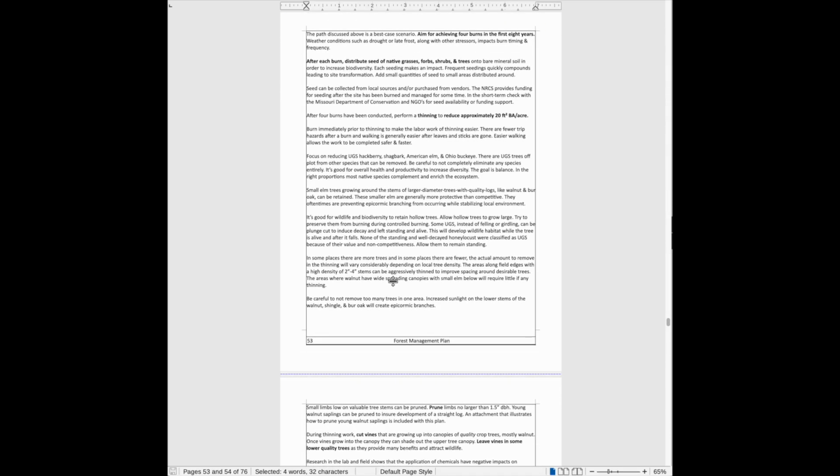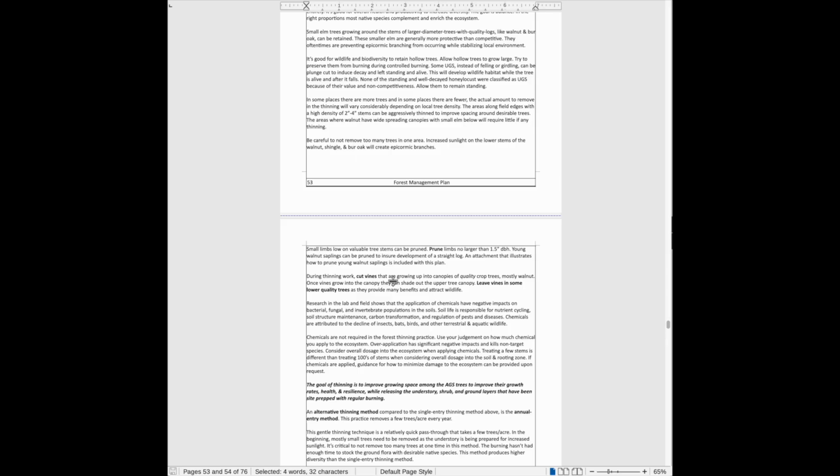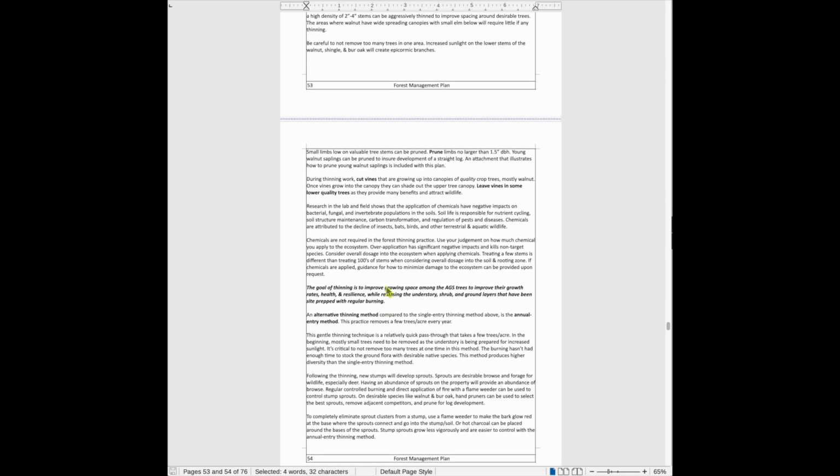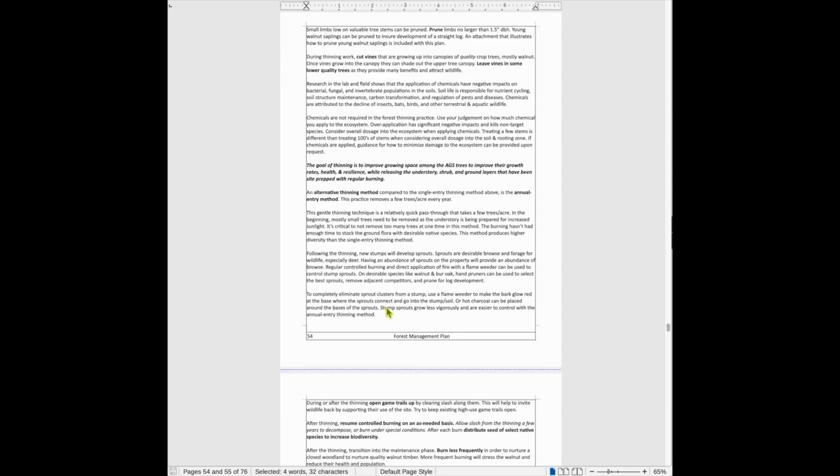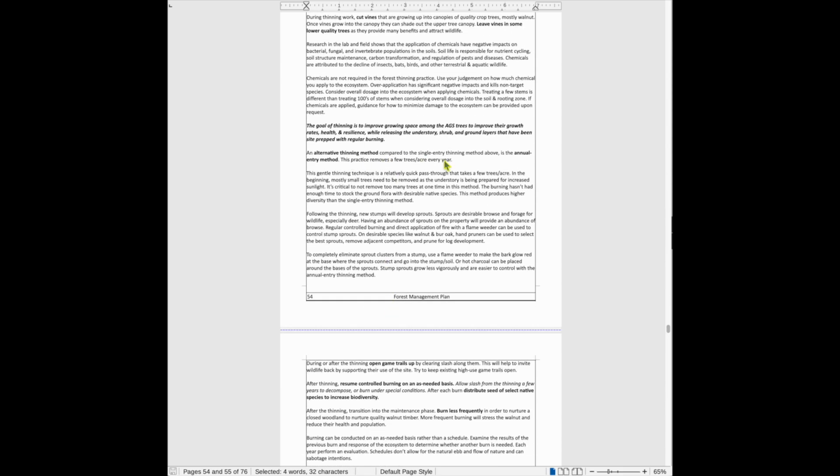So here's some details on how to do the thinning. And here's the goals of the thinning. And then here's an alternative method. So the thinning that the NRCS conducts is a 1-entry thinning where they come in one time and take out all the trees. And in many cases, a more gentle way is to come in every year and take out a few trees. In many cases, that's going to be a lot more healthy because it's not this big disturbance that's happening in the stand.